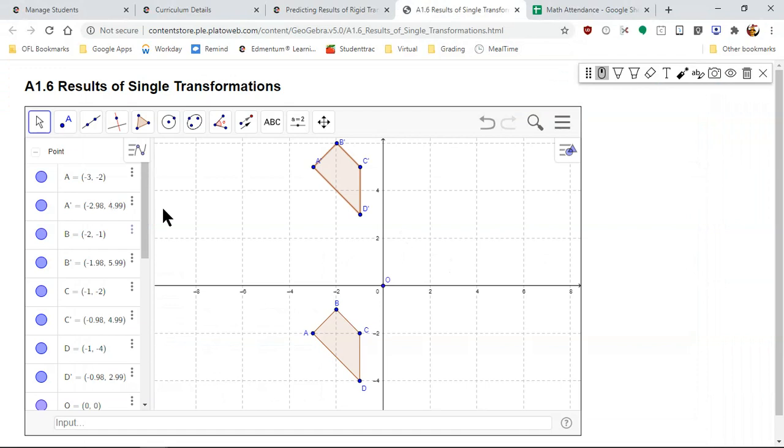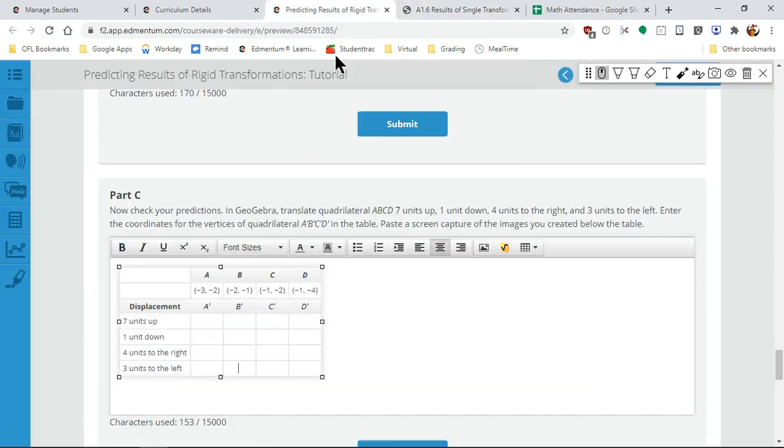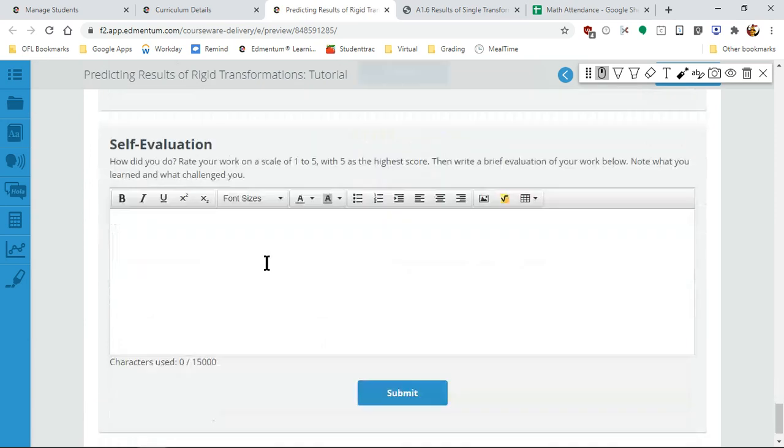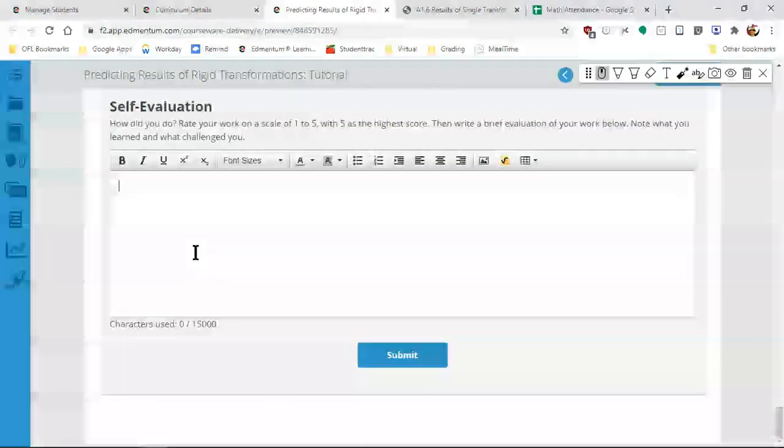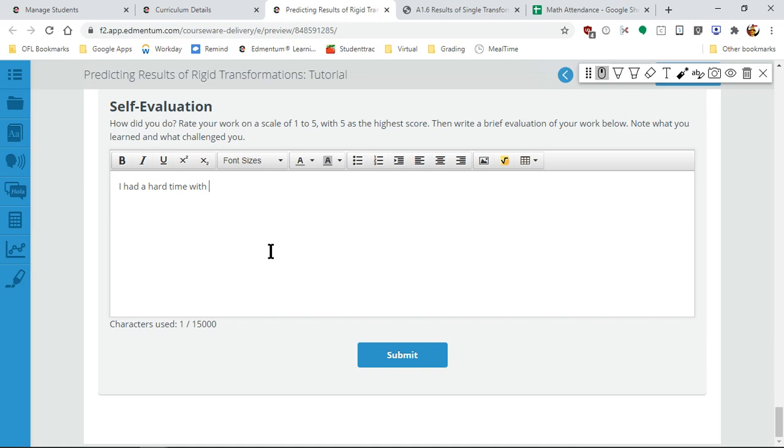There's ways to do it using a line and stuff, like just typing in the number if you do the code, but I don't want to get into that. I'm just going to show you guys how to do this, and you're just going to be off by a little bit. So for the self-evaluation, I would say I had a hard time with translations on GeoGebra. Your answer might be different. That's my opinion. I think translations are really hard to do on GeoGebra.